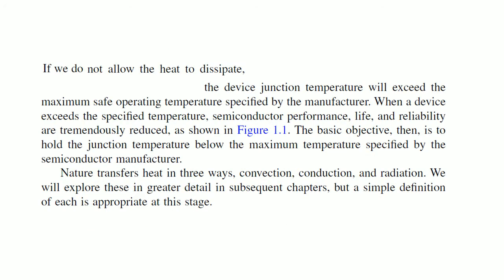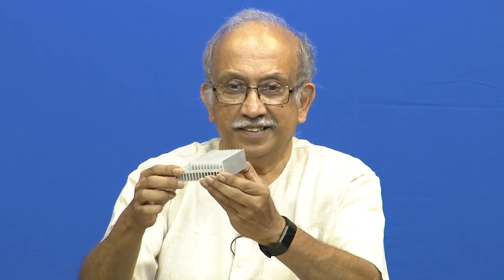So, I will go back to the starting point. Nature transfers heat in 3 ways: convection, conduction and radiation. If you see all the heat sinks which I have been showing, I will pick one more heat sink. You have seen all these fins. The way heat is transferred to the ambient is invariably, the most important thing, convection and no radiation. Kindly remember this.